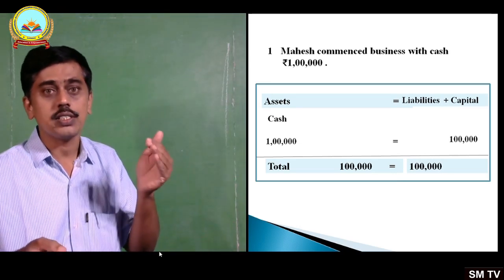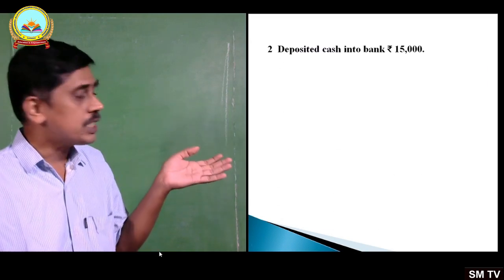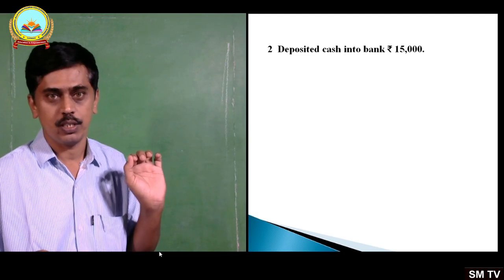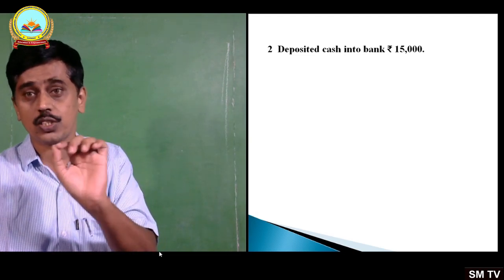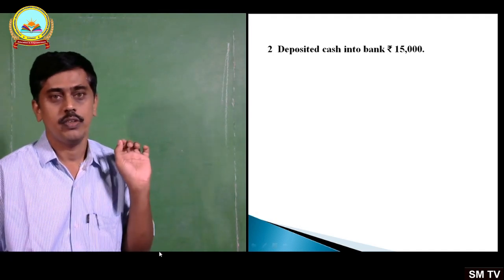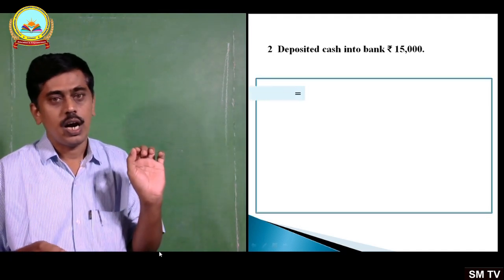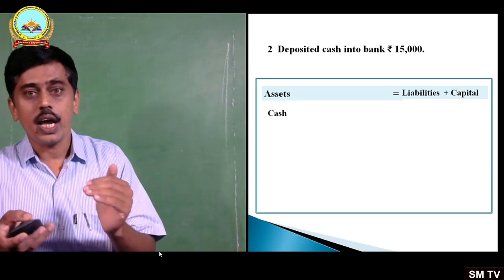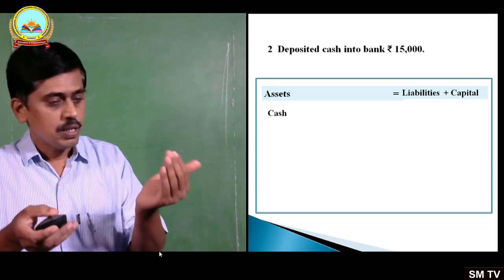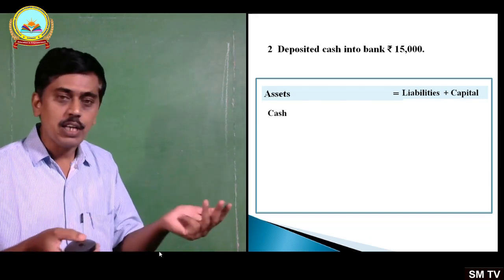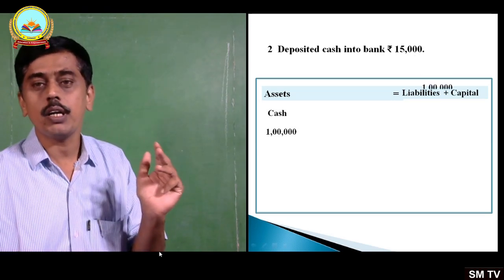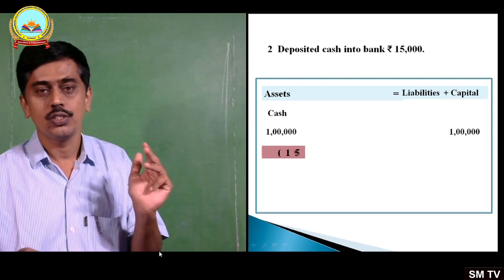Now let us take the second transaction. What is that second transaction? Look there: deposited cash into bank rupees 15,000. Again we have to prove that the assets of the business are always equal to liabilities plus capital. Write the equation: assets equals liabilities plus capital. Now first write the existing position. What is the existing position? We have cash rupees 1 lakh and no other assets, and on the other side capital rupees 1 lakh. This is the existing situation.